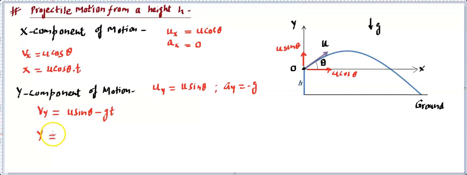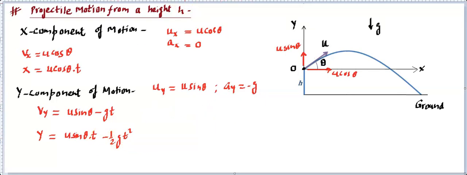Similarly, displacement in the y direction is going to be equal to ut plus half at square. So u is u sin theta as a plus, t is always positive, minus half g t square. Why am I writing minus g? Because of this a_y, so half a_y t square. So that will make this.